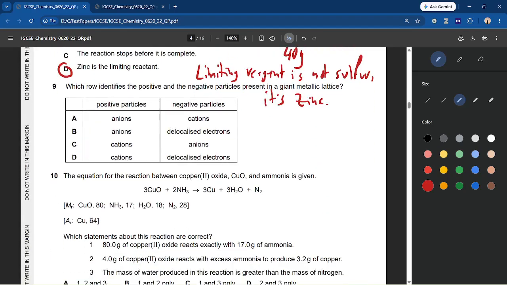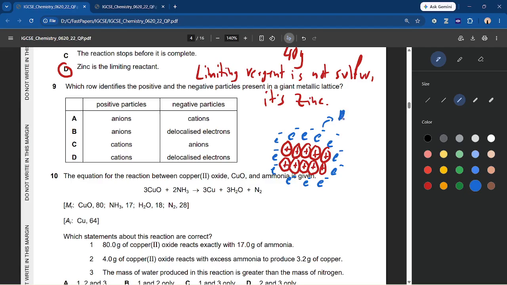9. Which row identifies the positive and negative particles present in a giant metallic lattice? In a giant metallic lattice, you have a sea of positive ions. Not a sea, you have a center of positive metal ions, and these are surrounded by a sea of delocalized electrons. So that's what it sort of looks like. And these are your delocalized electrons.